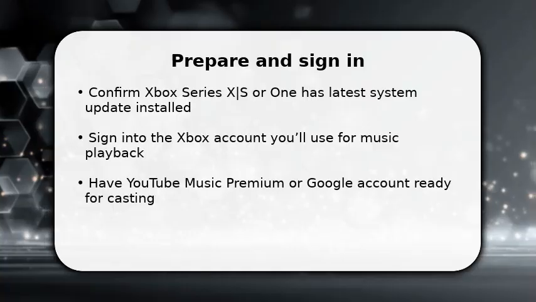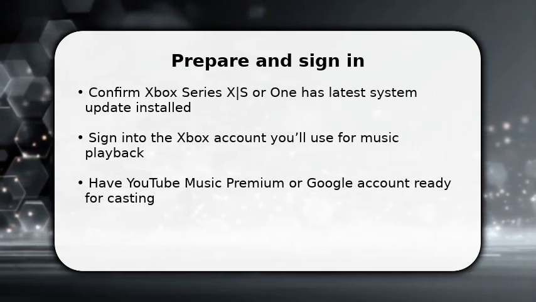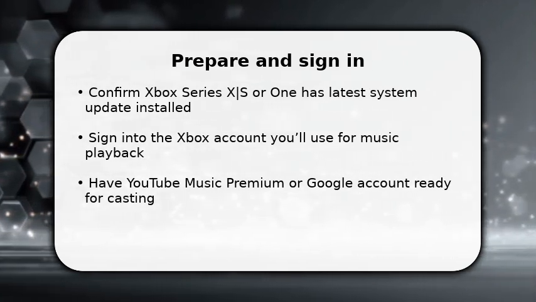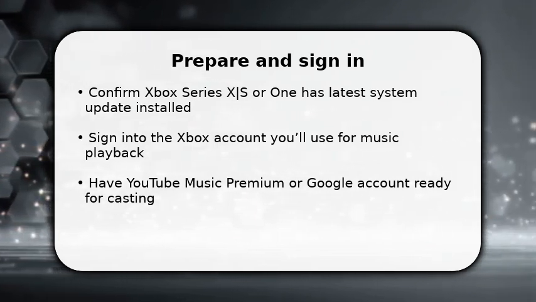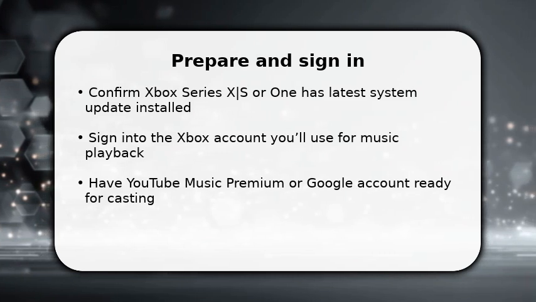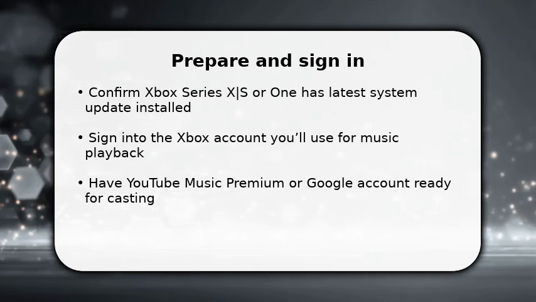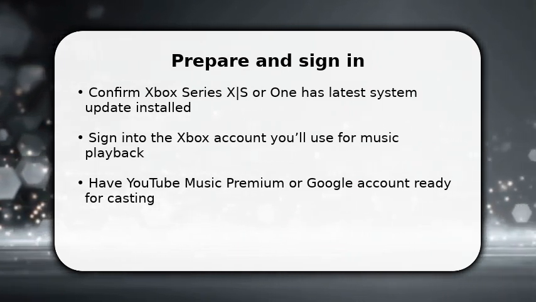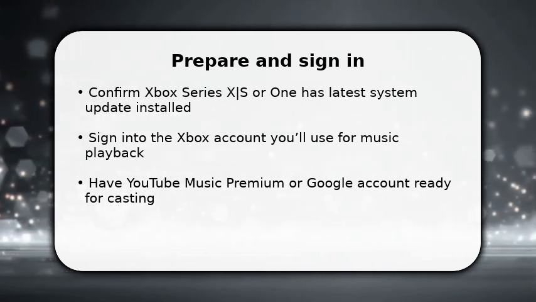Enjoy the video. You'll start by getting the essentials ready. Sign in on your Xbox and make sure the console has the latest system update so apps run smoothly. Once done, confirm which Google account you'll use and verify YouTube Music access or premium status because casting and background play depend on it. Next, open the Microsoft Store on Xbox to search for any official YouTube or compatible app.